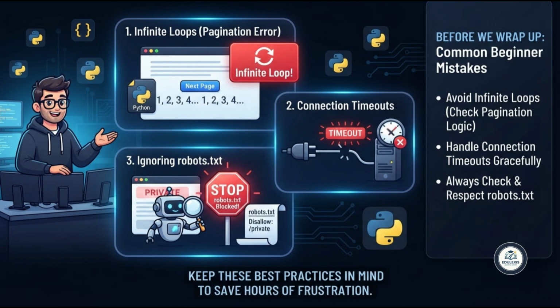Before we wrap up, let's cover a few common beginner mistakes. First, infinite loops caused by miscalculated pagination ranges. Second, forgetting to handle connection timeouts. Third, ignoring robots.txt files. Always check a website's robots.txt to see what pages are allowed to be scraped. Keeping these best practices in mind will save you countless hours of frustration.